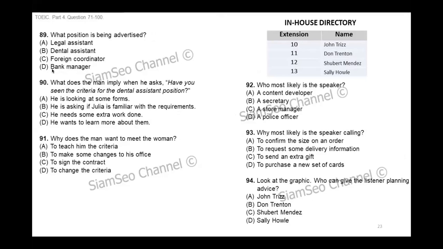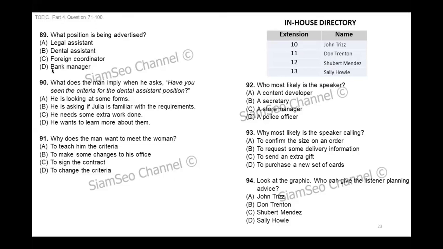Hi, Julia. This is Frank Walton from Human Resources. We need to post an ad this week for a new dental assistant. A colleague told me you are really good at making job application ads. Have you seen the criteria for the dental assistant position? This is my first time recruiting new staff, so I'm a little unfamiliar with some of the questions. I would really appreciate it if you could come by my office today and teach me the criteria. Thanks.